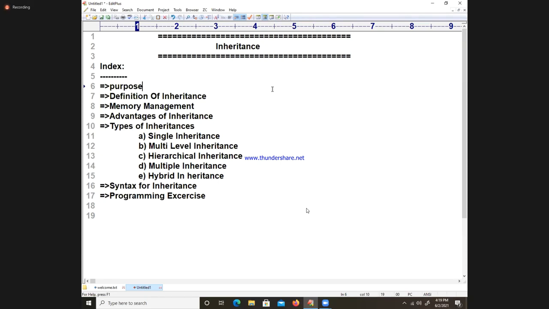Functions can be reused in where? In the same program. Already I told you, in the same program. Is it possible to reuse across the programs?